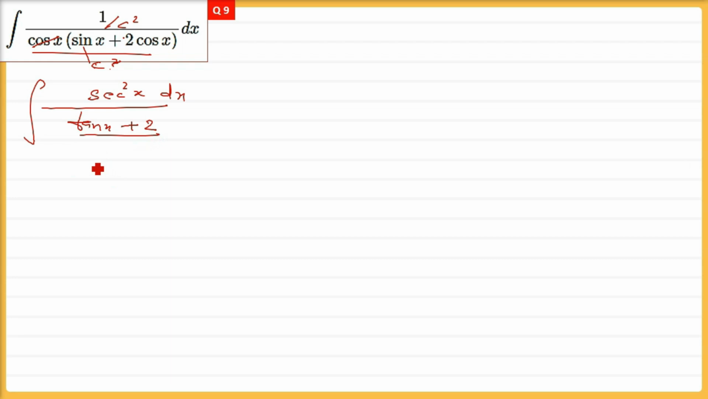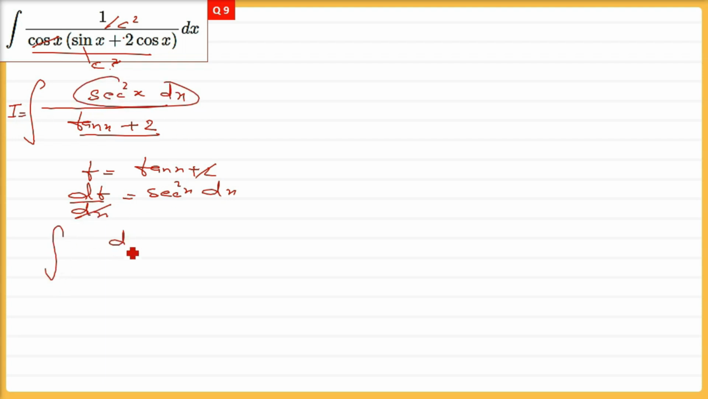Now just take tan x plus 2 equals to t. Don't take tan x equals to t, okay? Then you'll land up with some trouble. I mean, the steps will get increased. Just take tan x plus 2 equals to t. You'll get dt equals to sec square x dx, which is already in the numerator.